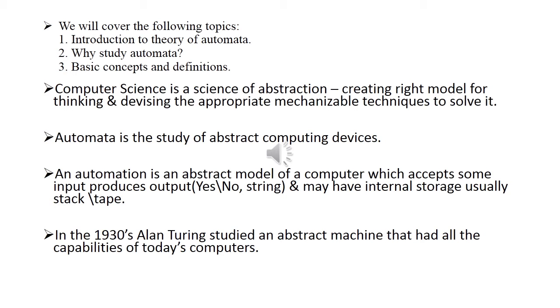It was before there were computers. In the 1930s, Alan Turing studied an abstract machine that had all the capabilities of today's computers, at least as far as what they could compute. And his goal was to describe precisely the boundary between what a computing machine could do and what it could not do. And his conclusions apply not only to his abstract Turing machines but to today's real machines also. So basically he laid the foundations of these computing devices.